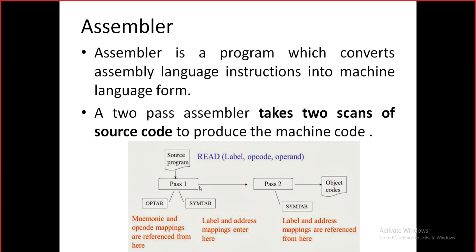Now, this intermediate code which you store in the opcode table acts as an input to pass 2, and then in pass 2 we will convert that intermediate code into the final machine language code which was required, right? So the latter part is left to pass 2. We'll firstly see pass 1.